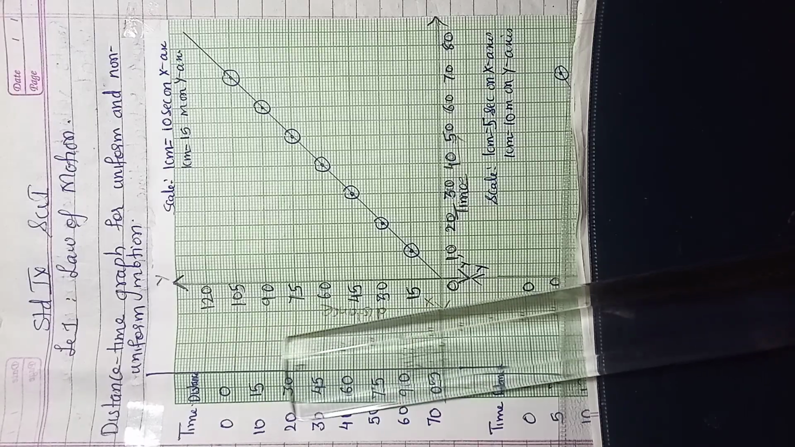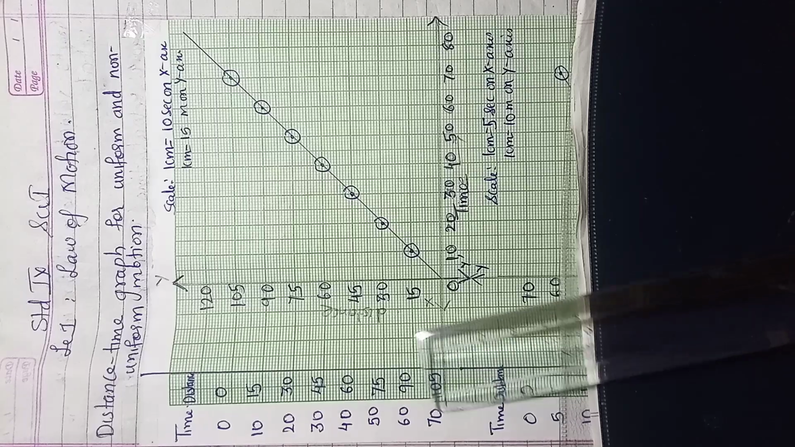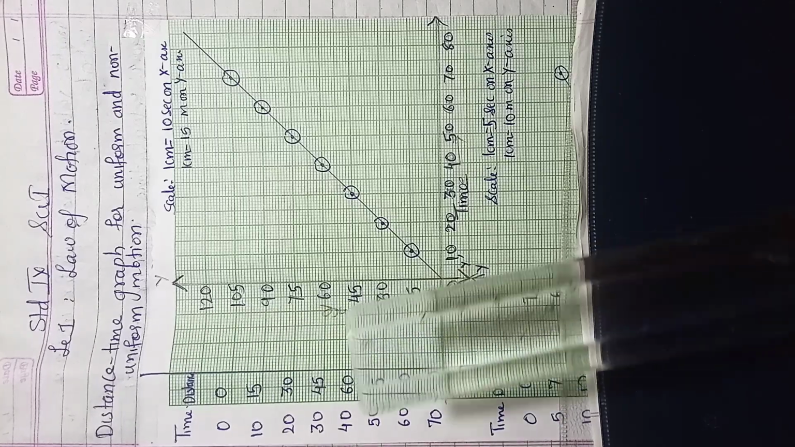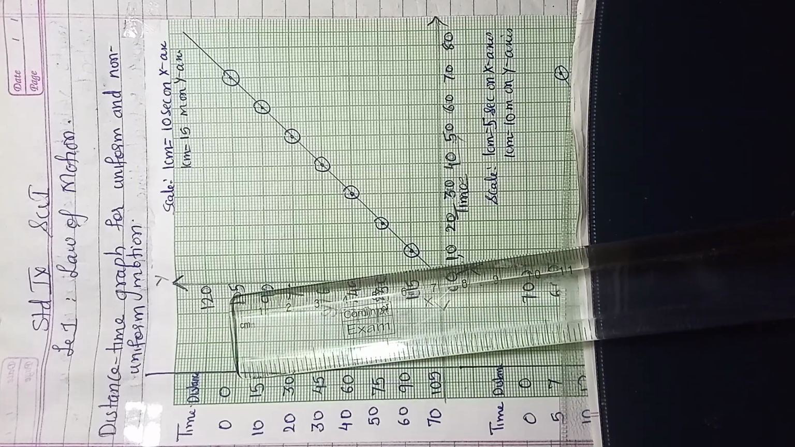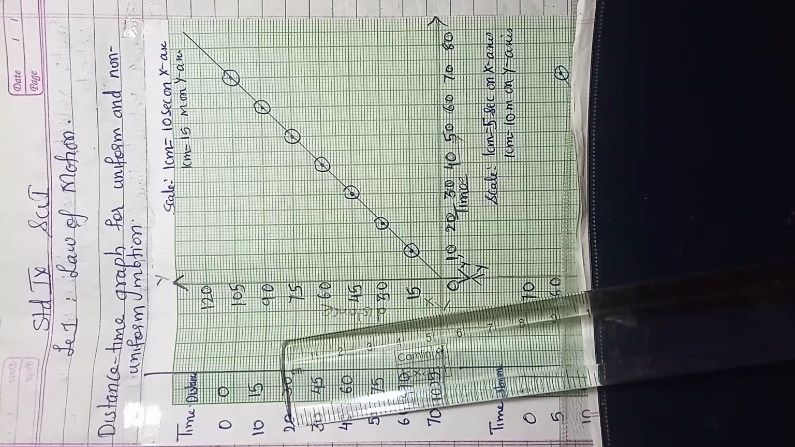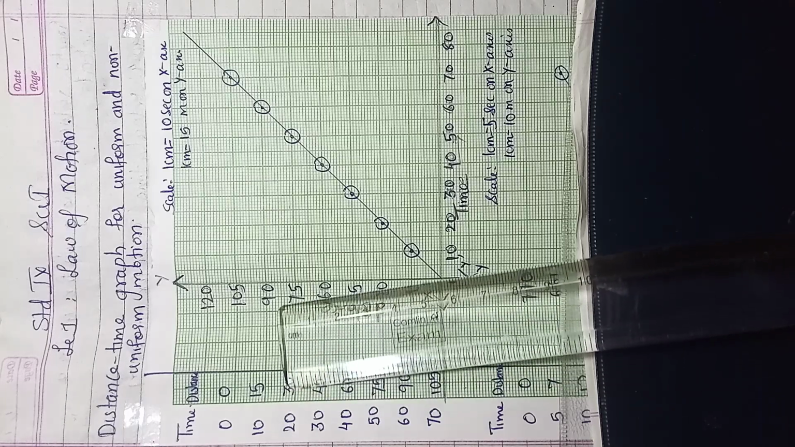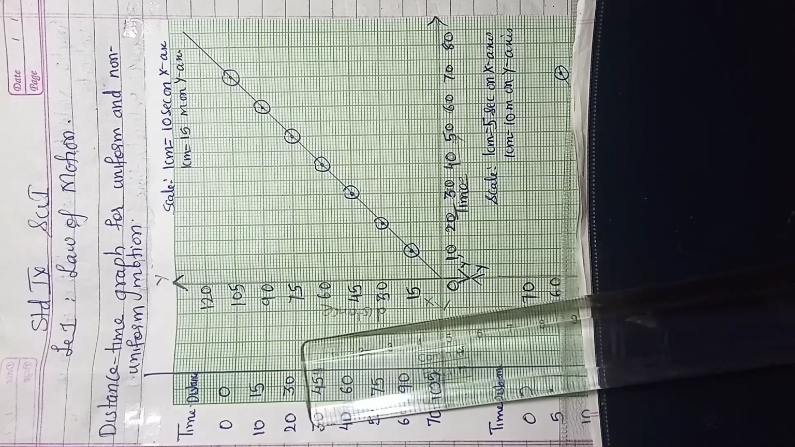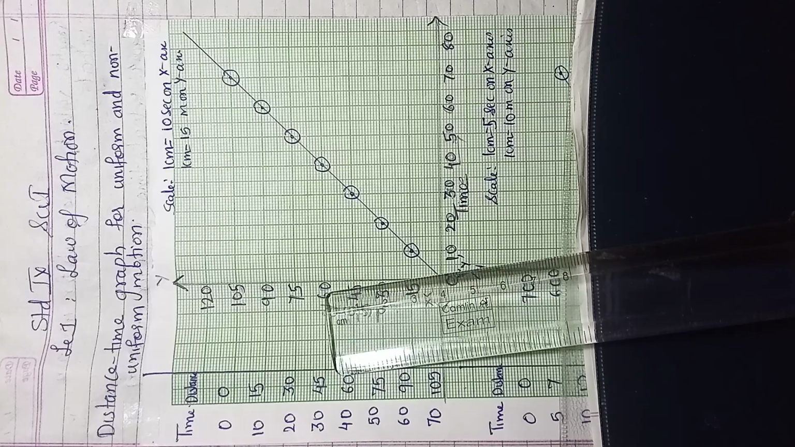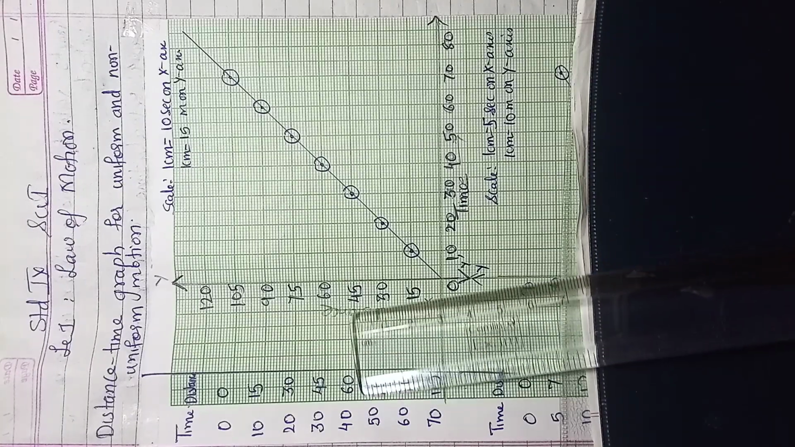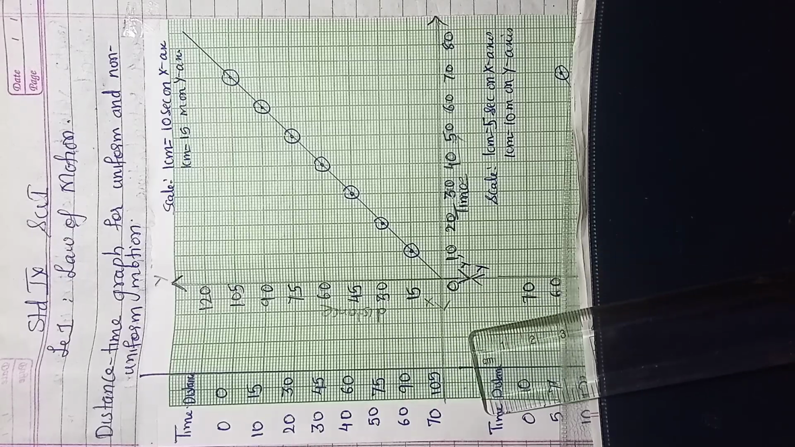Here, time in seconds and distance in meters are written. For 0 seconds, distance traveled is 0 meter. For 10 seconds, distance traveled is 15 meter. For 20 seconds, distance traveled is 30. For 30 seconds, 45 meter. For 40 seconds, 60 meter. For 50 seconds, 75, and so on.